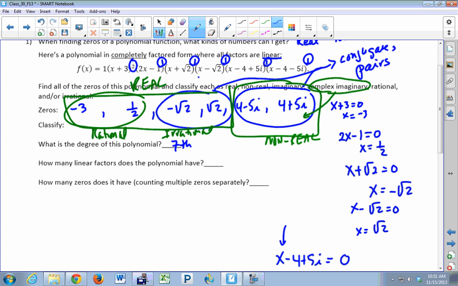How many linear factors do you see? Be careful, because if something has been shortcutted by putting a square or a cube on it, you have to count how many factors that represents. So how many factors are really right here, x plus 3 squared? How many linear factors are there? 2, x plus 3 times x plus 3. So this has 2, 3, 4, 5, 6, 7 factors, same as the degree. Notice 7 and 7. Now, how many zeros does it have, counting multiple zeros separately? What the heck does that mean? It means for each linear factor, you have a separate zero.